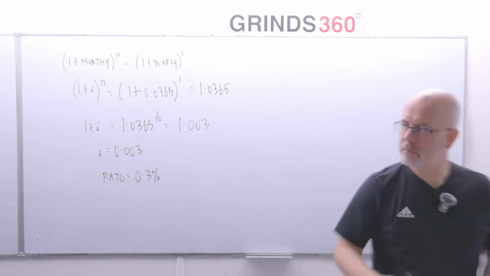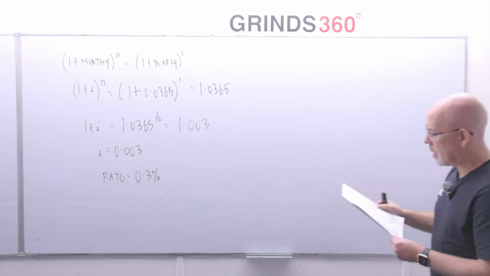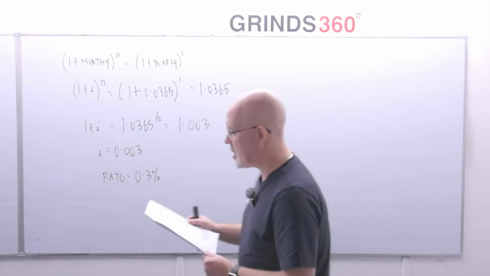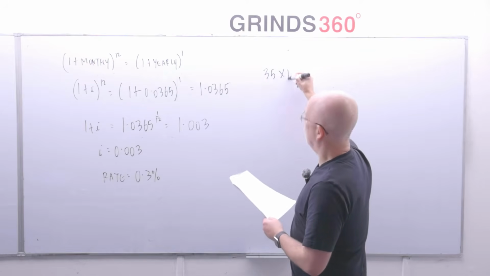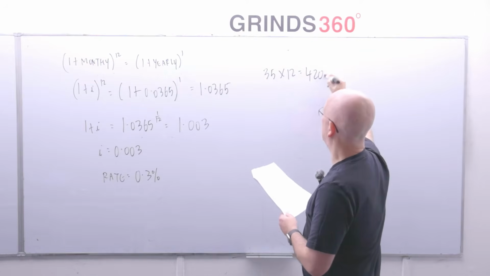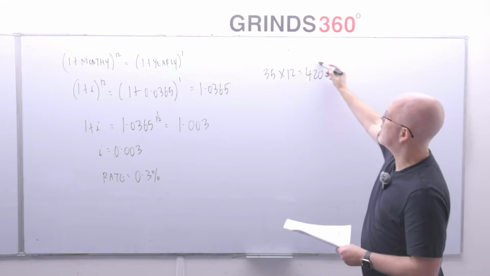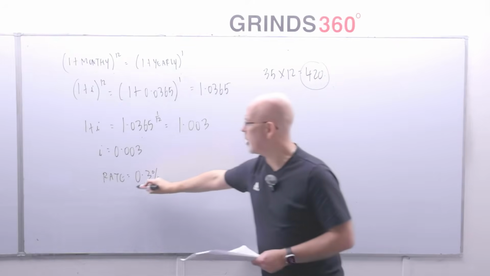Perfect. All right. And then part 2, how many monthly deposits does she make? Well, she says every month for 35 years. Just 35 by 12, which is 420. So she's making 420 monthly repayments at a rate of 0.3% per month.